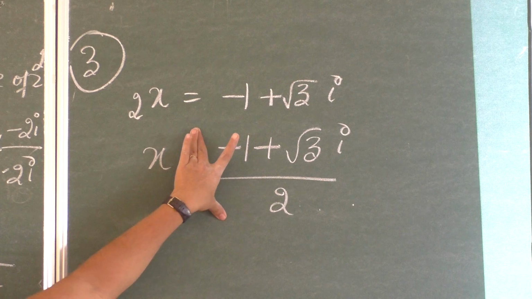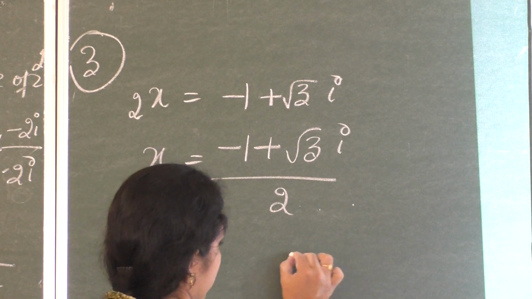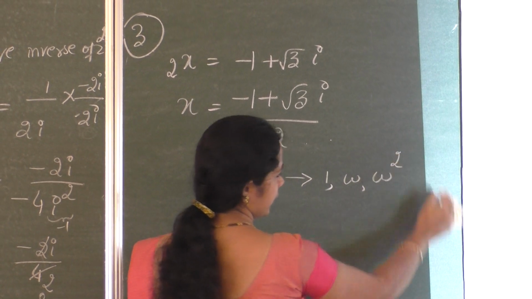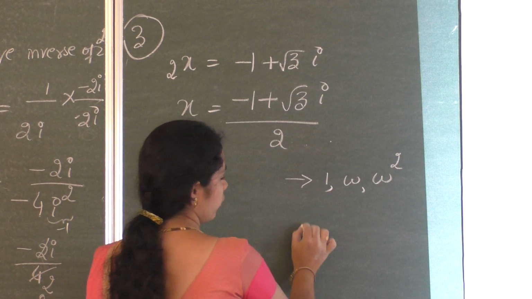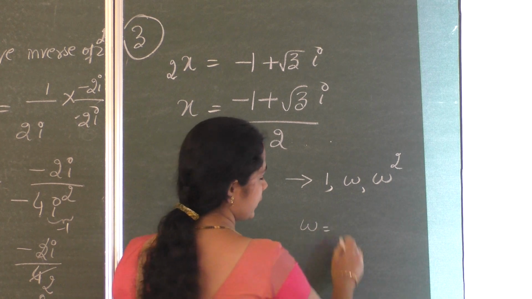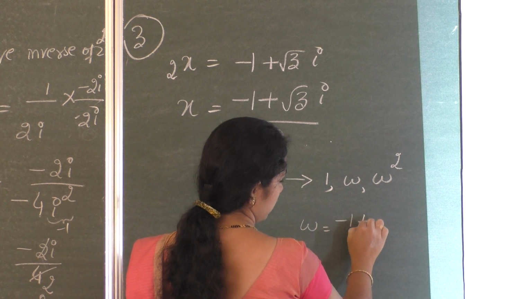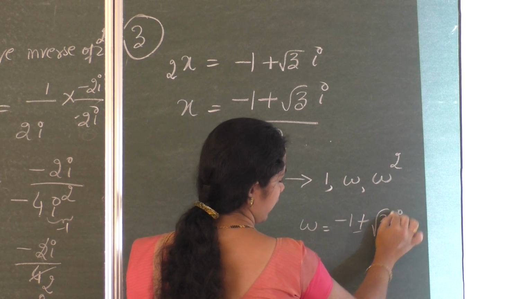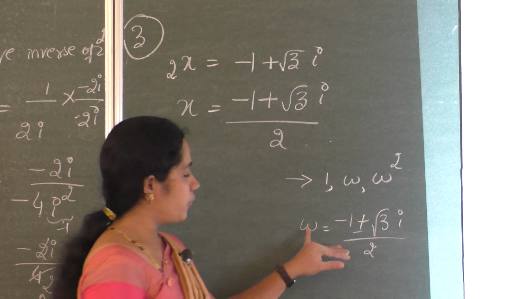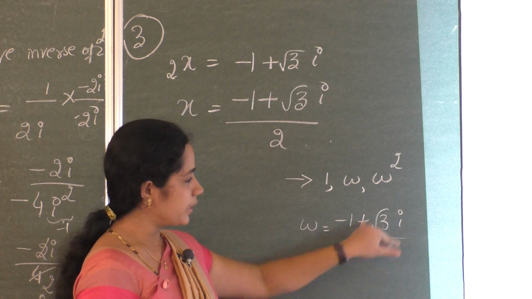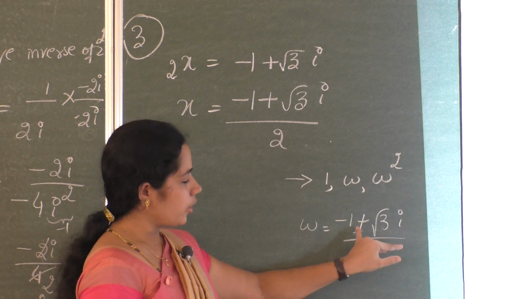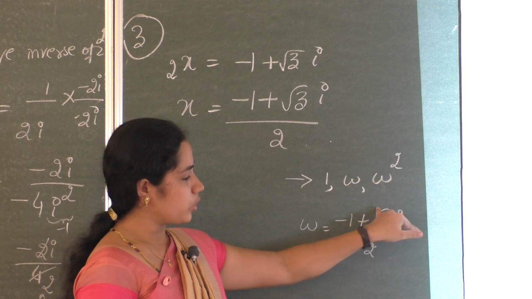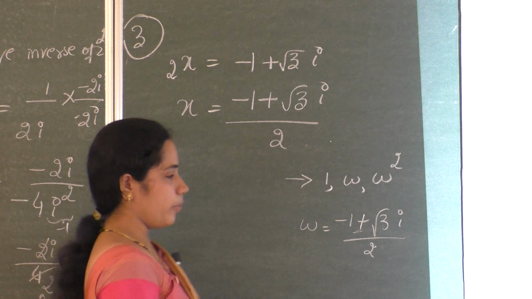This is the cube root of unity. We know that. What is the cube root of unity? 1, omega and omega square. What is the value of omega? Omega is equal to minus 1 plus or minus root 3i divided by 2. If you take plus as omega, minus will be omega square, or if you take minus as omega, minus 1 plus root 3i by 2 will be omega square.